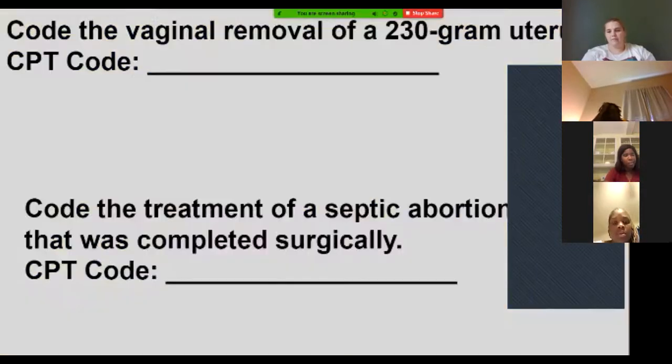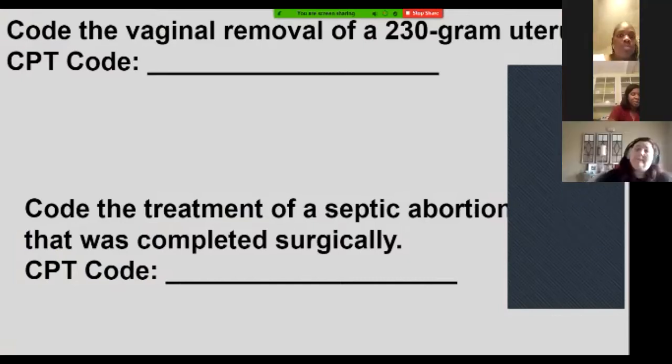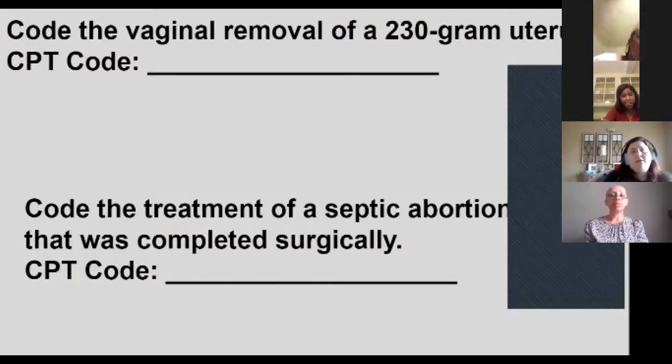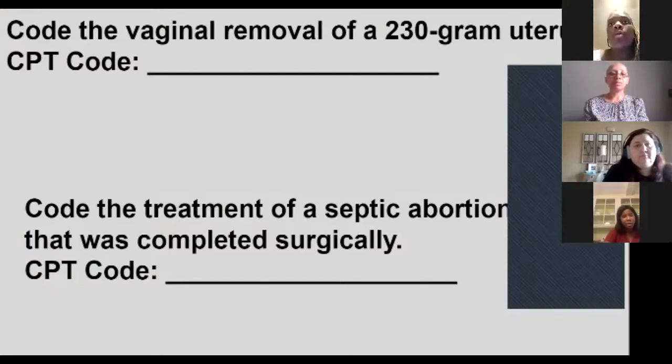All right. I want to talk to you about the next one. Code the vaginal removal of a 230-gram uterus. Hi, Miss Stephanie. Okay. So if you're removing a uterus, what are you doing? You're doing a hysterectomy.